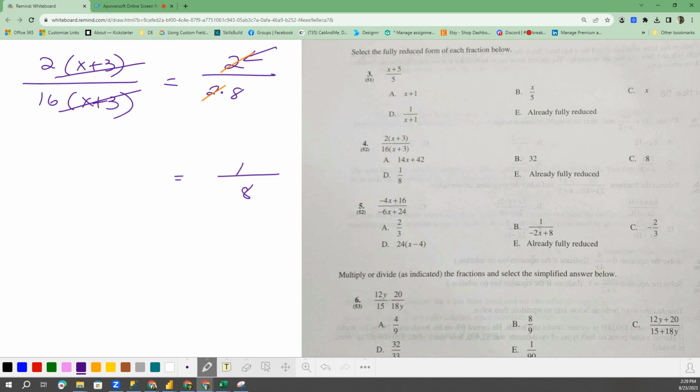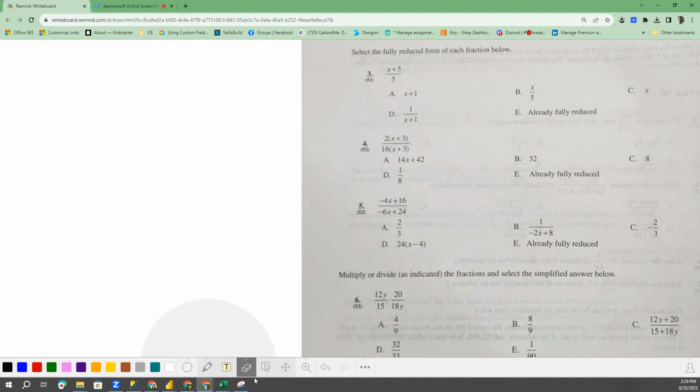Now, if you want to factor this one out fully, it could have been 2. And then 16 will be 2 times 2 times 2 times 2. This 2 and 2 will cancel out. You have still 1 here left. 2 times 2 times 2 is 8. Either way, it's going to be the same answer.